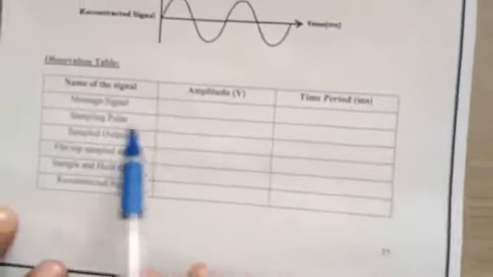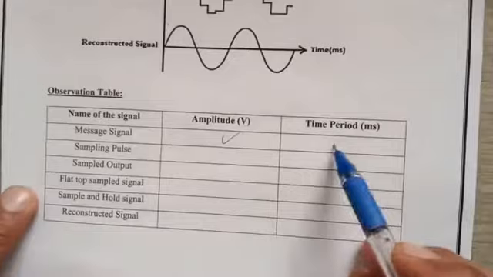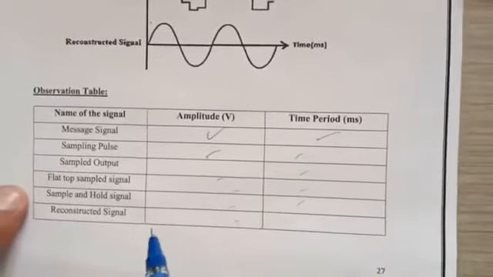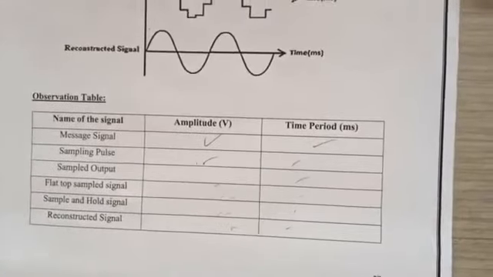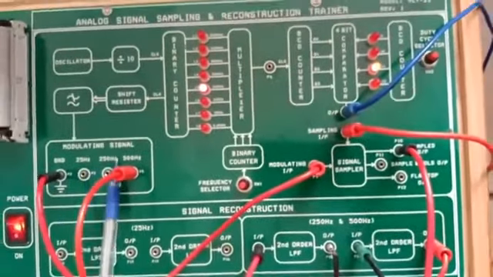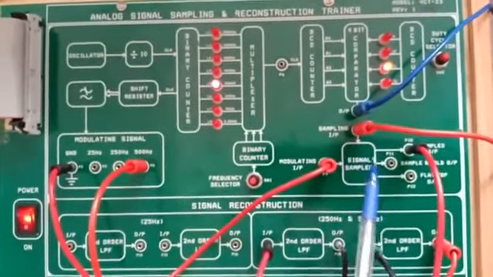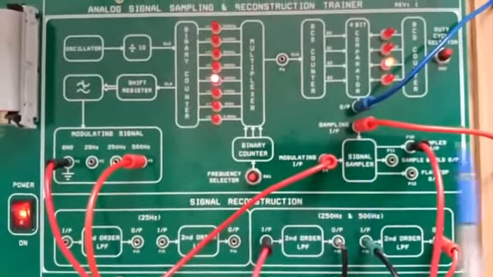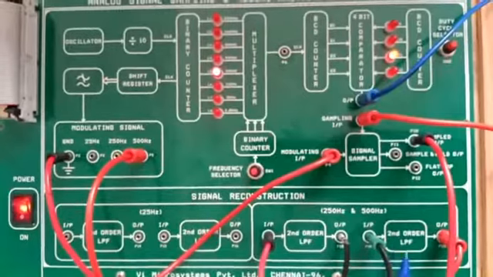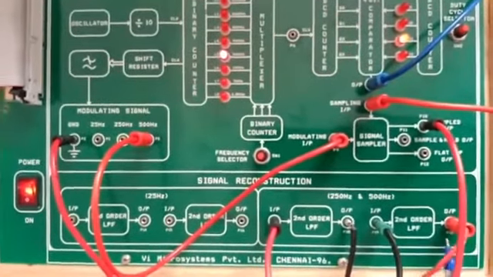For the observation table, we have to mark the amplitude and the time period of all the signals, and you have to plot the respective graphs. This is signal sampling and reconstruction, right? At the transmitter side, the modulating signal is applied to the signal sampler, and it is sampled by the sampler, and finally this sampled signal is applied to the receiver side filter, and this reconstruction filter reconstructs the original information.